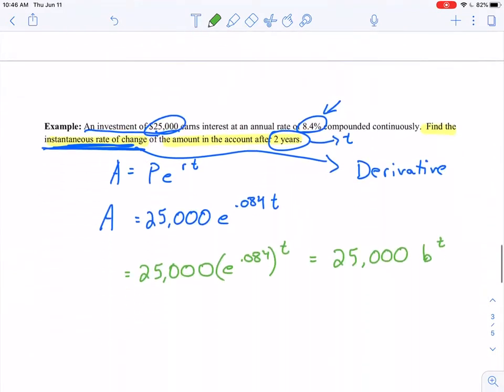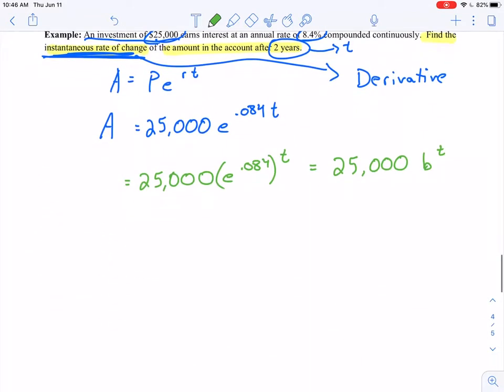So I can take the derivative of this. If you need to, make a quick substitution. Look at this guy right here. Use that and make a mental note in your head that b is equal to, oops, not 0.084. It's e to the 0.084 power. That's our constant. That's our b.